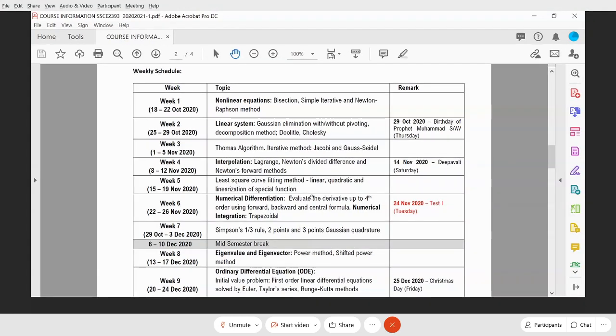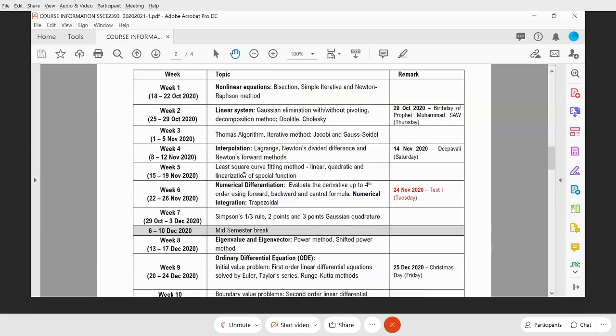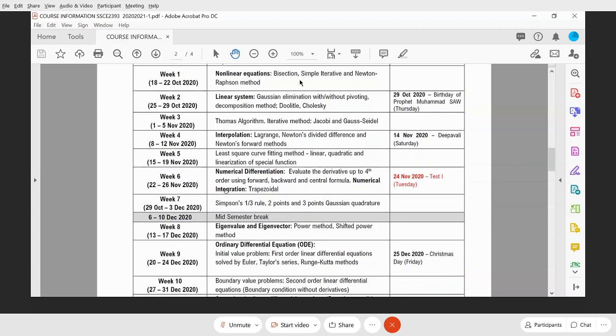If you can see here in the weekly schedule, for example you have numerical differentiation. So you use the numerical approach to solve the differential equation. But in this topic, we are not dealing with the equation, but rather the data. The same thing for integration. How do we solve the integration using a numerical approach?